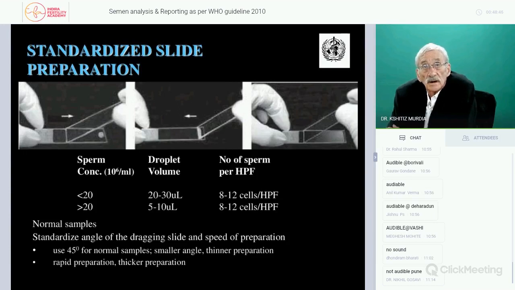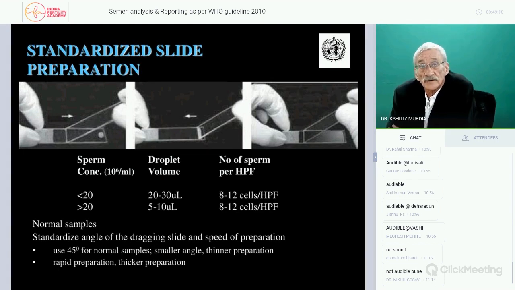Concentration-wise, if the sperm is less than 20 million, we use a 20 to 30 microliter droplet. Then you get more or less 8 to 12 sperm per high power field. That is 1,000 magnification, 100 times 10. If there's more than 30, you change your volume to get the same.